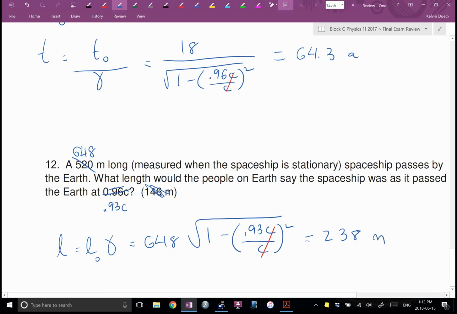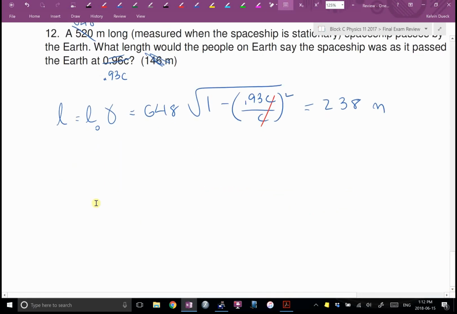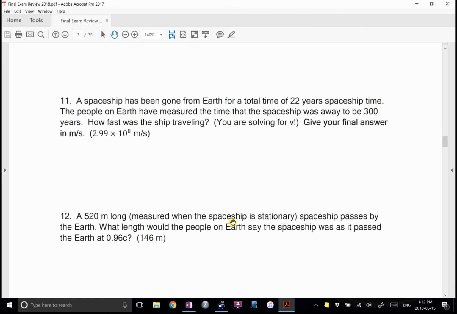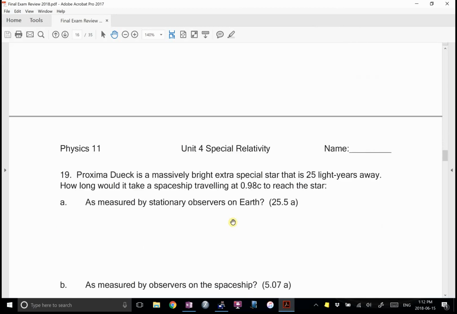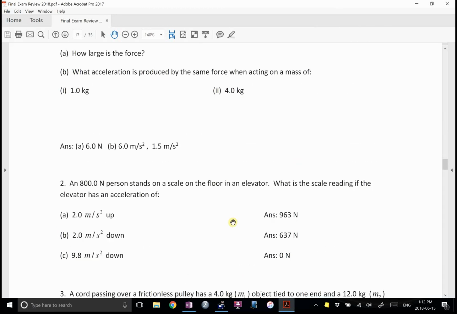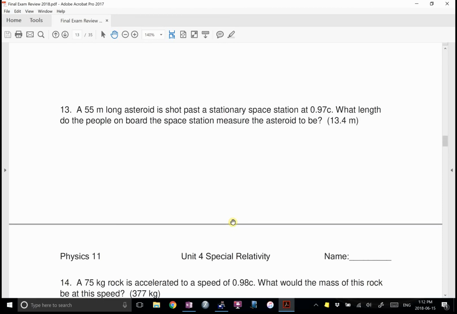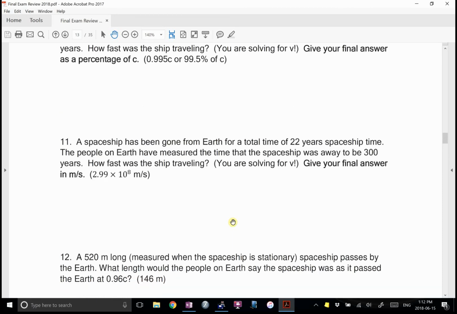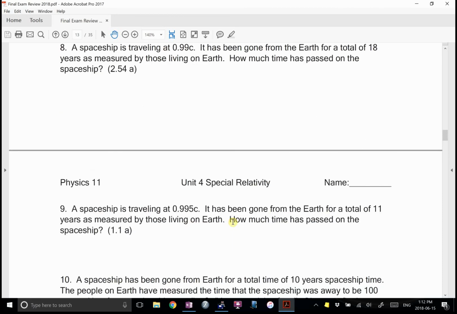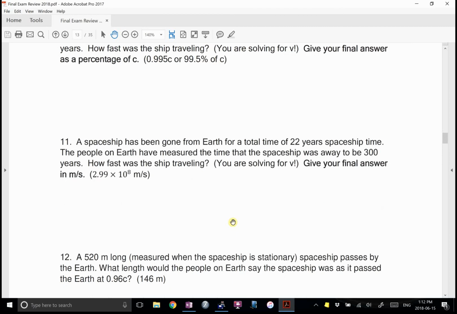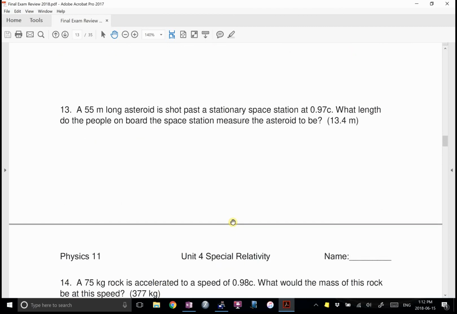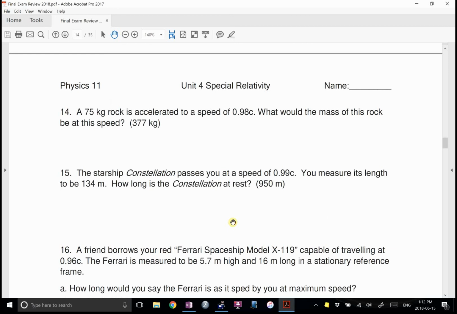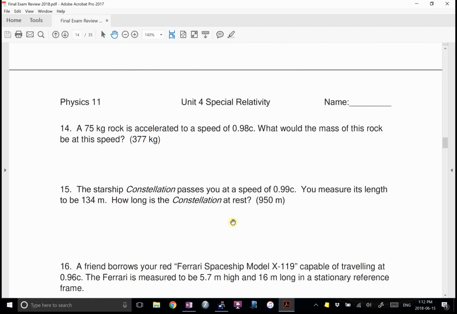What else changed in relativity? Masses. Yes? And this mass idea is part of... Oh, I missed a mass question, did I? How much time? How fast? What length? Mass. There we go. This mass idea, as you speed up, what happens to an object's mass?